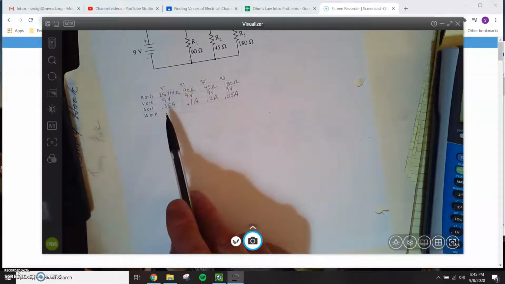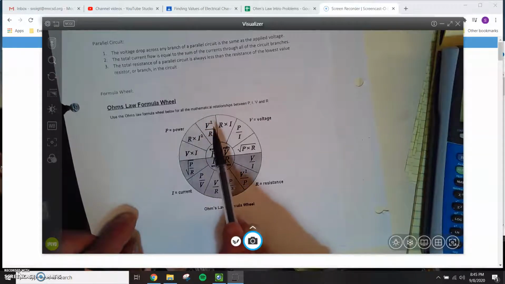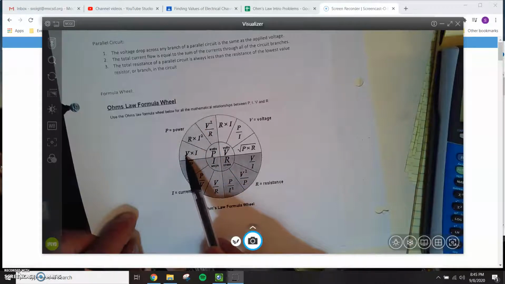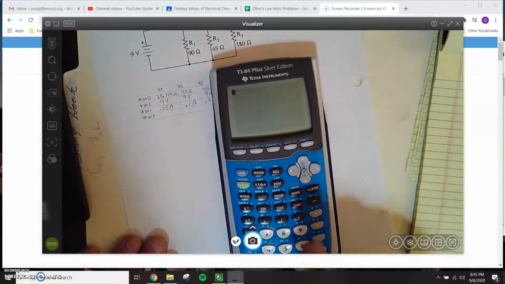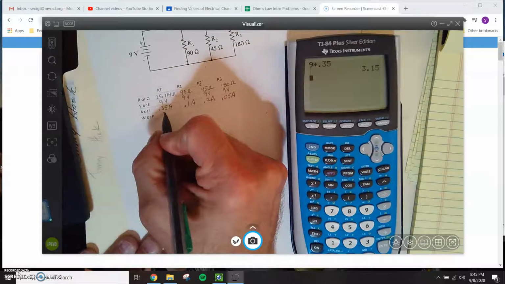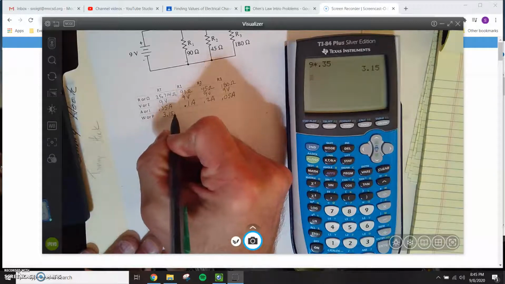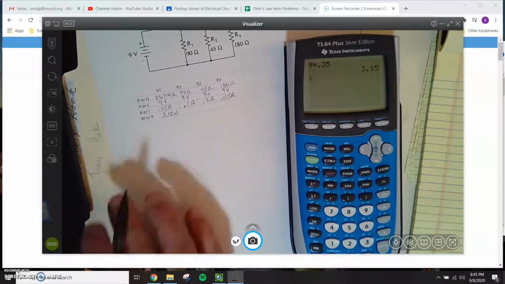Okay, so then the only thing we got left here is power on all of these. And if we look at our wheel, remember when you know all 3 values and you're looking for the 4th, you can use any one of these and it will work. Choose the easiest one. Volts times amps gives us power. So we're going to do that for all of them. On our total, 9 times 0.35, 3.15. That is the total amount of watts that this circuit will produce.